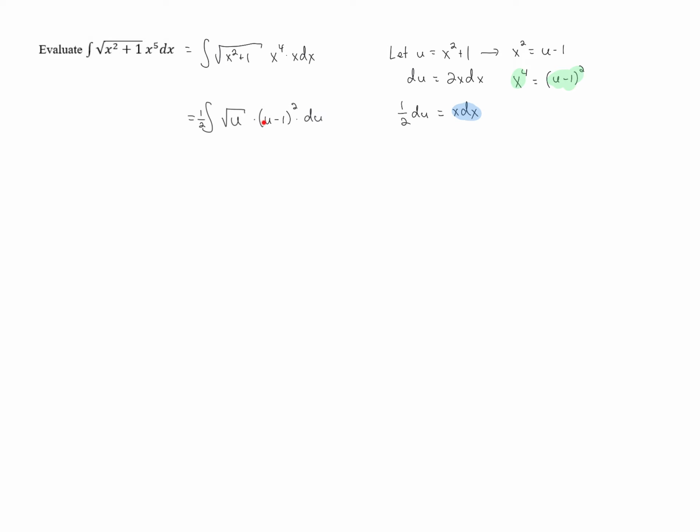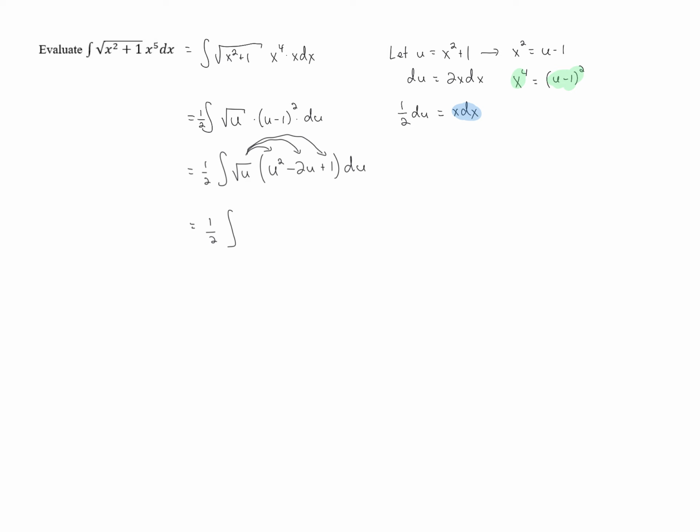Here's what I'm going to do. I'm going to take this u minus 1 quantity squared, and I'm going to actually multiply that out. So we're going to keep everything the same. But then u minus 1 quantity squared is u squared minus 2u plus 1. And the reason that's helpful is because we can then distribute the square root of u into each of those terms, and we can write them all as power functions.